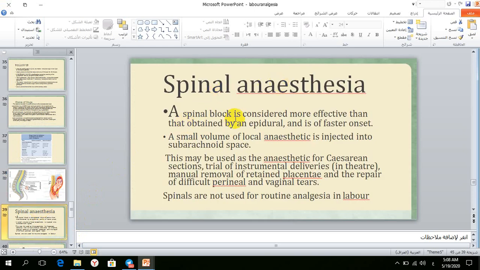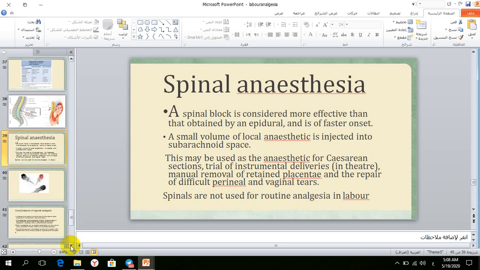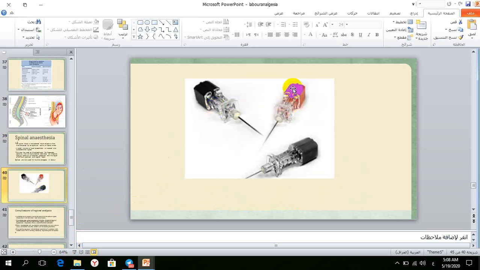Spinal anesthesia, a spinal block, is considered more effective than that obtained by an epidural and is of faster onset. A small volume of local anesthetic is injected into the subarachnoid space. This may be used as the anesthetic for cesarean section, a trial of instrumental delivery in theater, manual removal of retained placenta, and the repair of difficult perineal and vaginal tears. Spinals are not used for routine analgesia in labor, meaning we do not use them routinely for every patient. Here are different sizes of spinal needles.